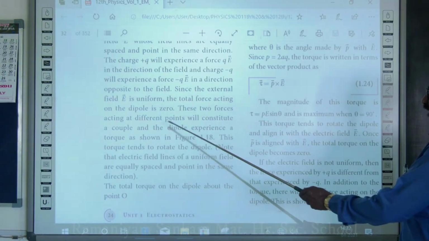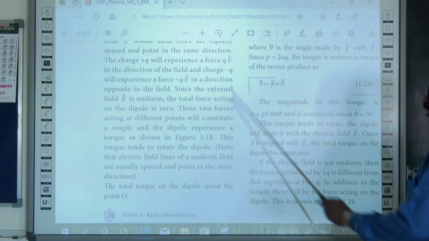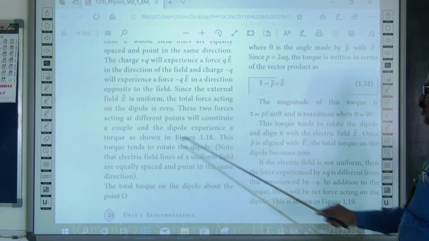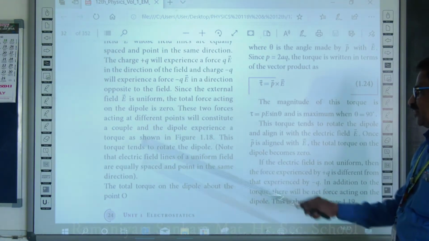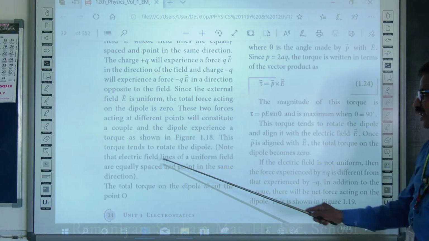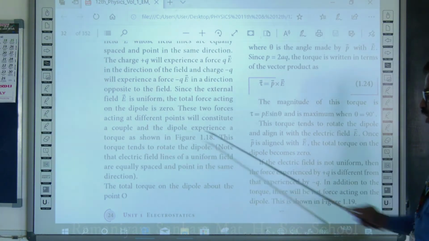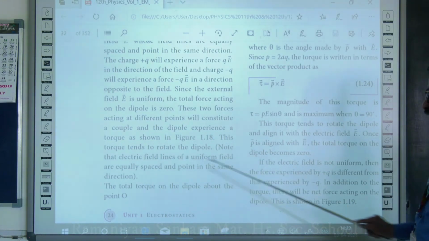These two forces act at different points, so they constitute a couple and will make a rotation. So the dipole experiences torque. Torque means what? Rotation here. To rotate the dipole, the electric field lines of the uniform field are equally spaced. How do you draw them? You draw parallel lines. They are equal and in the same direction.